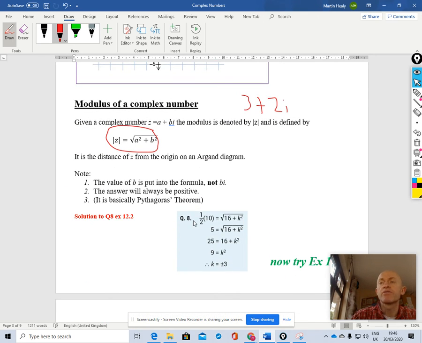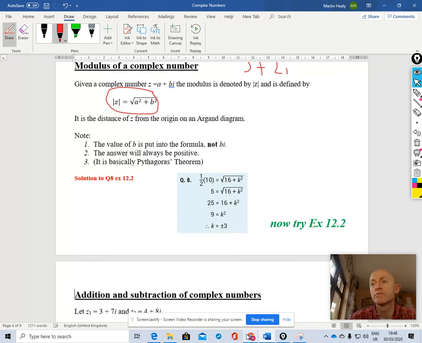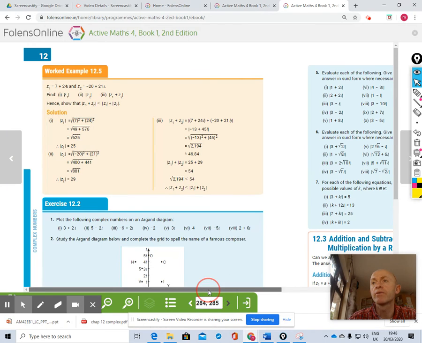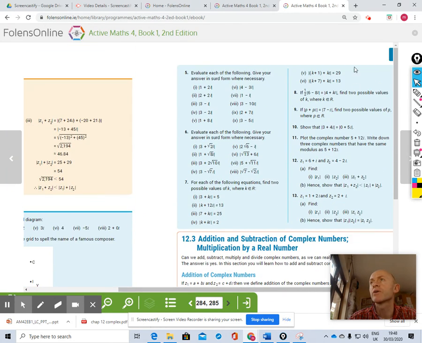And here's maybe a fancier example from the textbook, the solution to question 8 in exercise 12.2. Let's go to question 8 here. You're asked to work out a half of the modulus of 6 minus 8i is equal to the modulus of 4 plus ki. Find two possible values of k. So if you get the modulus of 6 minus 8i, that's going to be 10. So half of 10 is 5. This side over here becomes the square root of 4 squared plus k squared.